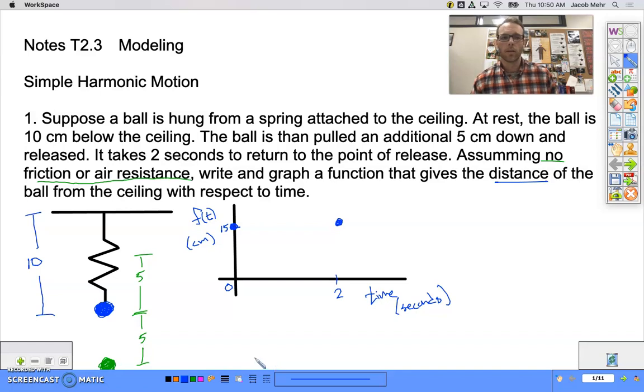Now, what are the other points that I know? Well, where is it at 1 second? Well, if it starts here, it goes all the way up and back down in a total of 2 seconds. So where is it at 1 second? At 1 second, it's going to be right up here. Okay. So what is the position at 1 second? How far from the ceiling are we? Well, we are a total of 5 centimeters from the ceiling.